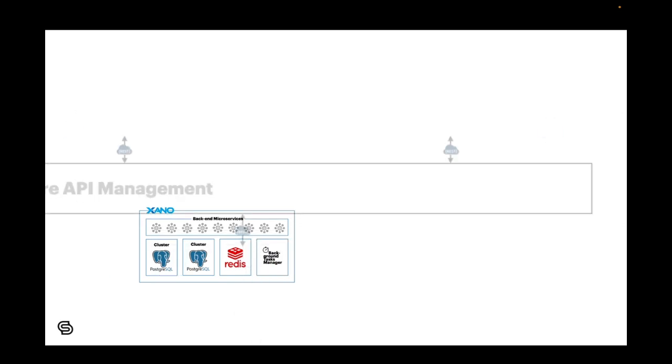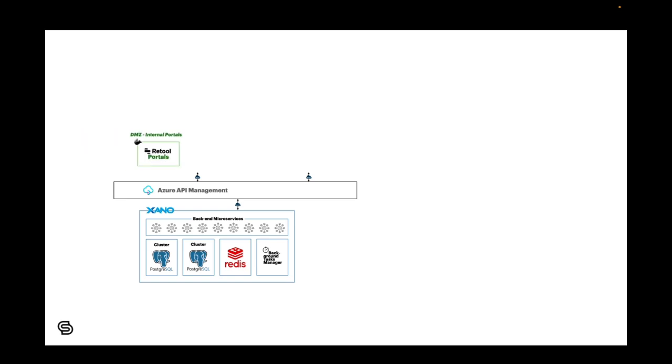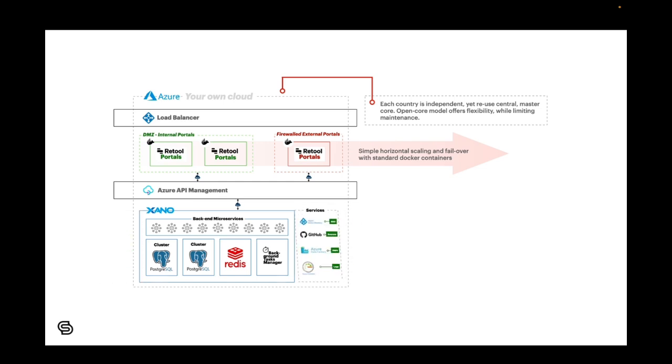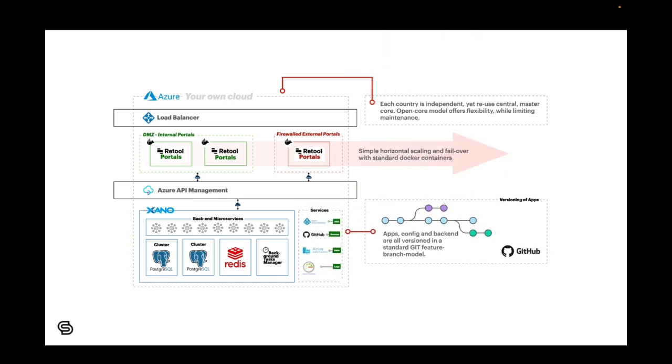Xano's architecture includes a PostgreSQL database cluster, business logic microservices, Redis caching, and task management. It interfaces with the front end through an API gateway, while Retool enables easy front end scaling in your cloud. Integration with tools like GitHub and Active Directory is seamless. Both platforms offer remote management and aggressive enterprise-grade SLAs for reliable operation.